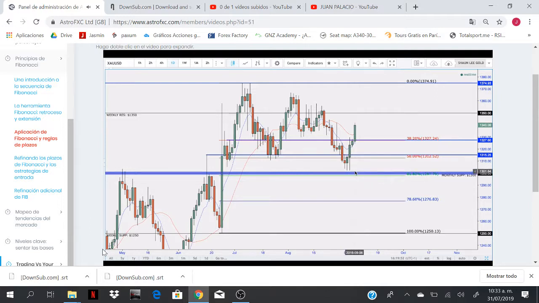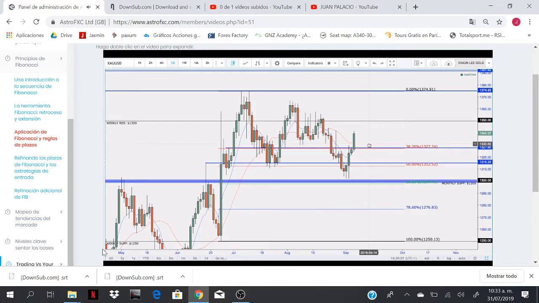I can see a hammer, okay? There's a hammer candle right here, rounding out the bottom. As you can see, we also have the daily area of resistance, which could have been support around the time of where this price action was trading. And we're back above that level now.